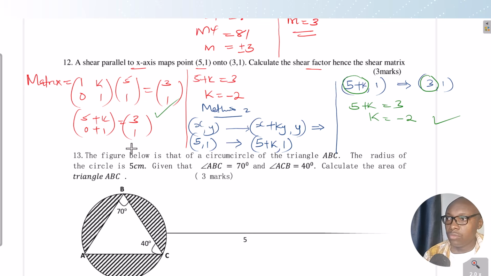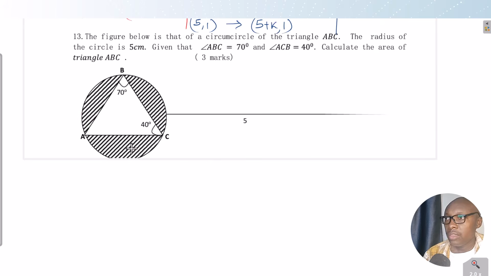We go to question 13. The figure below is that of a circumcircle of a triangle ABC. The radius of the circle is 5 centimeters. Given that ABC is equal to 70 and ACB is 40, calculate the area of triangle ABC.